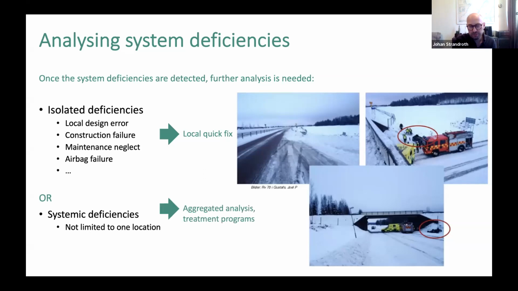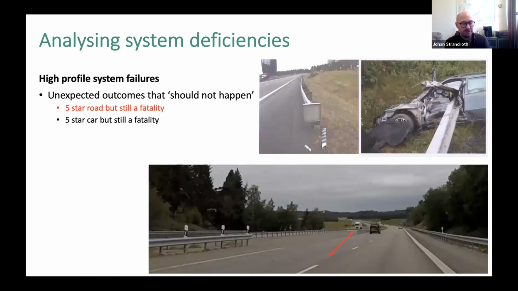Then there would be some other high profile system failures maybe. Sorry, yeah, that was the picture I was after, where it's things that are more unexpected, things that happen that should not happen. And it's maybe a strange way of expressing it, but if we take that barrier impact again, which we saw earlier as the example of intrusion, that was a barrier terminal that we thought was pretty good. And obviously there was a fatality anyway.